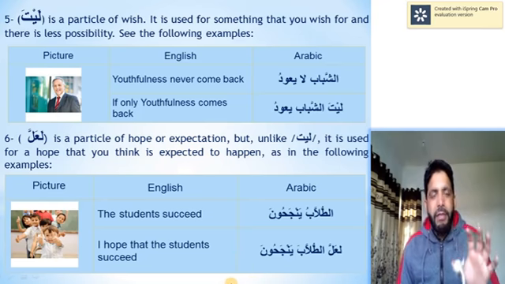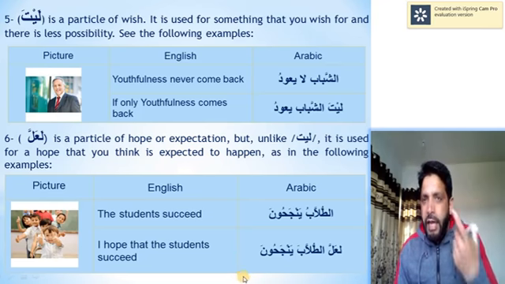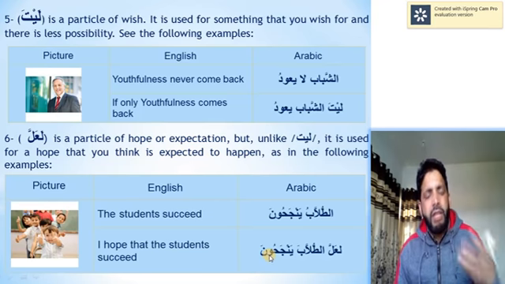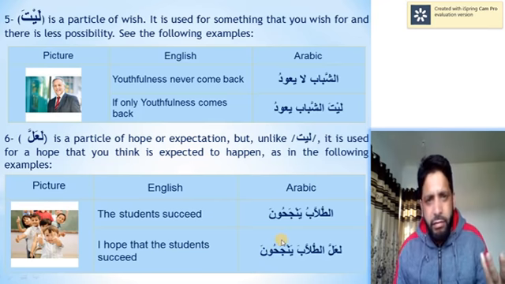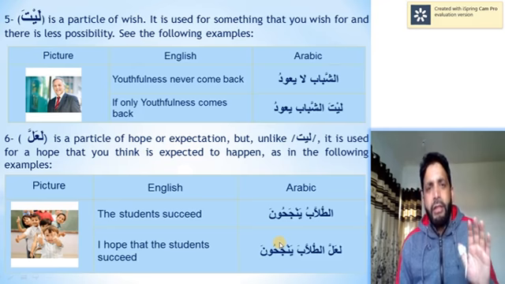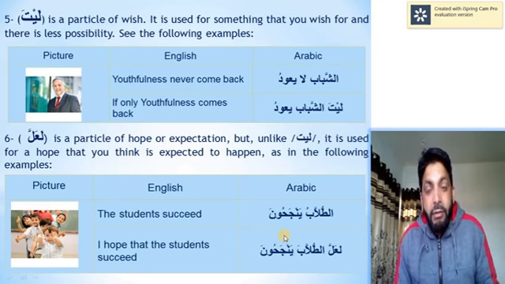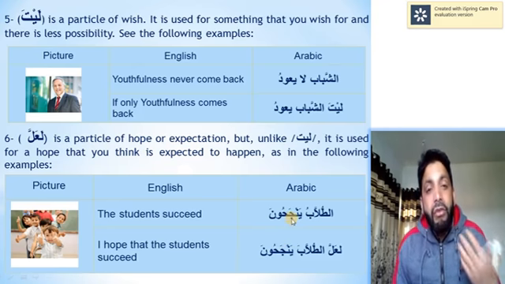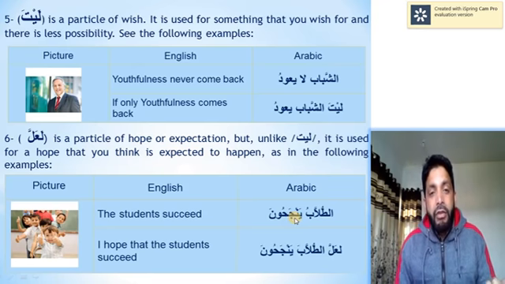So the main difference between laita and la'alla is that in laita there is less possibility. It's a wish, it's a dream, and a dream does not always come true. There is less possibility that a dream will come true. But while using la'alla, it's used for hope, which is expected. There is possibility. So this is the main difference between laita and la'alla.